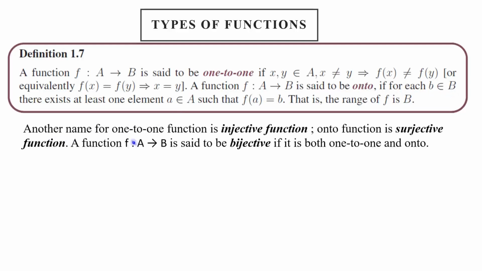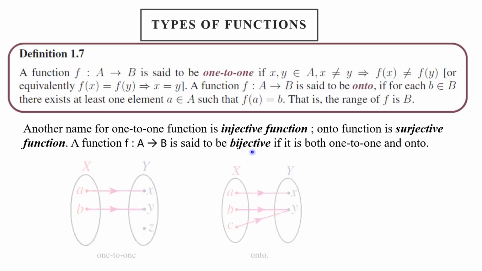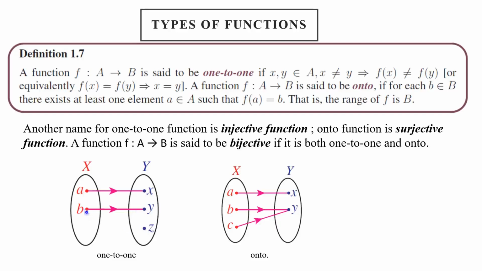See, another name for one-to-one function is injective function. Onto function is surjective function. A function f from A to B is said to be bijective if it is both one-to-one and onto. So the one-to-one function is called the injective function, and the onto function is called surjective. If both are there, that is both one to one and onto, it is called the bijective function. Let us see this arrow diagram. Here each element is mapped to only one element. Okay, so this function is called a one to one function.